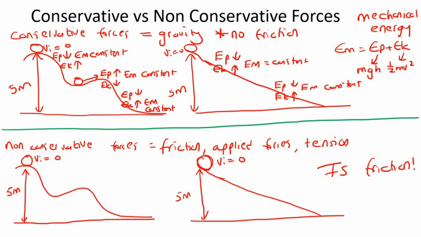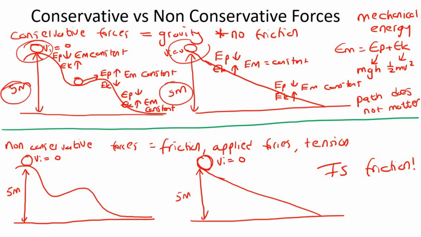So what we can say then is that the path does not matter. As long as the height that we're working with is the same and the initial condition is the same, then whether this one has squiggly lines or even more squiggly, it does not matter. The mechanical energy remains constant. So the pathway does not matter when we are looking at conservative forces.